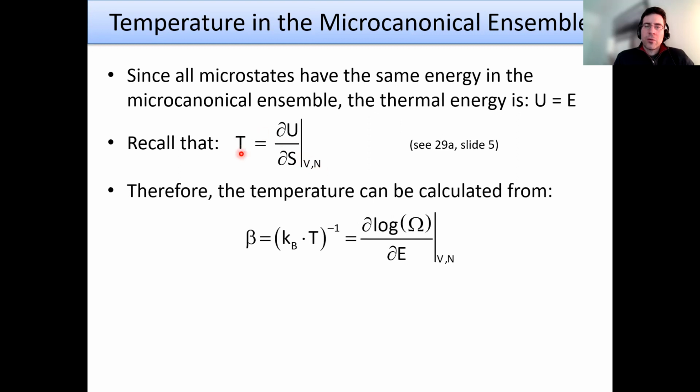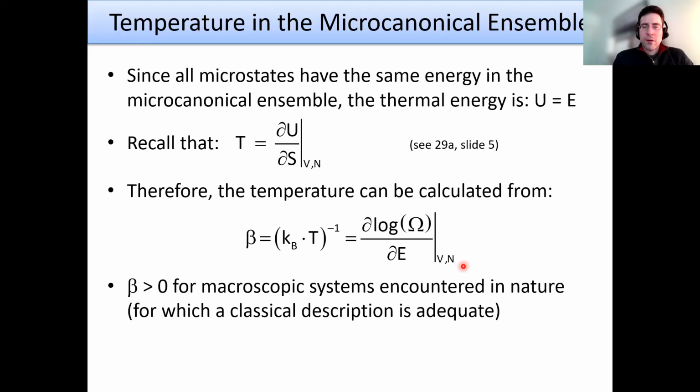Then we know that the entropy has already been expressed with respect to this kB log omega relation. And if we do the differentiation, then we're going to find that this beta parameter, which is called inverse temperature and is equal to 1 over kBT, is equal to the derivative of the logarithm of the degeneracy with respect to the energy, keeping V and N constant.